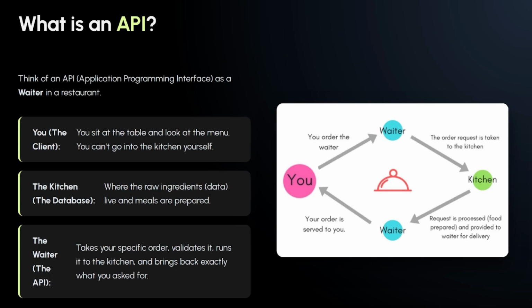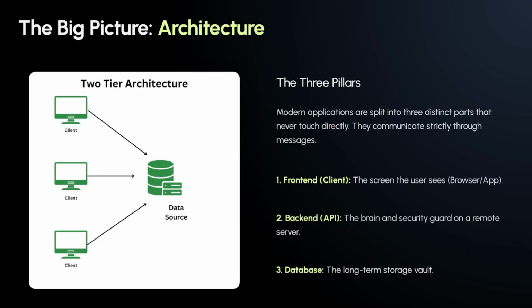But you cannot just walk into the kitchen and start grabbing ingredients, obviously unless you own the kitchen, but you need an interface. So the waiter is the API. They're going to take your specific order, validate that it's on the menu, then take it to the kitchen and bring back exactly what you asked for. So in software, the API is simply the messenger that ensures the client and the database never touch directly, but the information is facilitated. So next we have the big picture architecture.